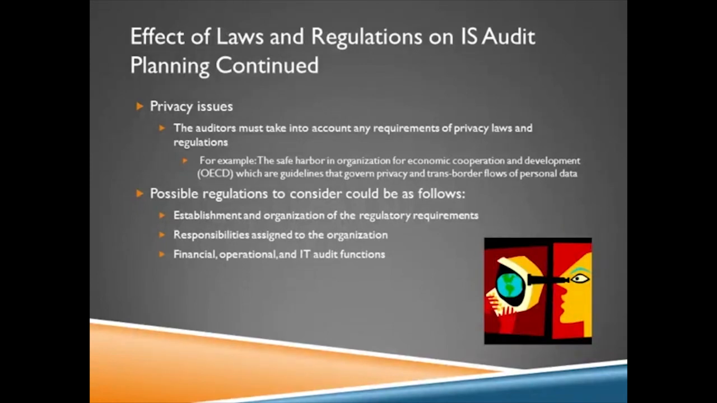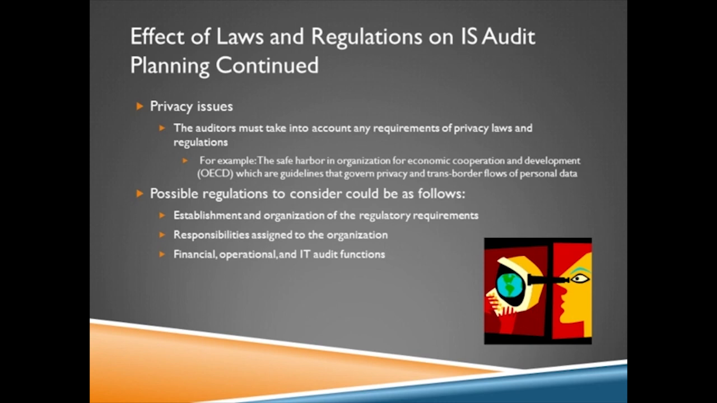All right, what are some of the other effects of the laws and regulations? Well, privacy issues. As an auditor, you need to take into account any of the requirements of privacy laws and regulations. As an example, the Safe Harbor and the Organization for Economic Cooperation and Development, what they call the OECD. And by the way, there's a lot of alphabet soup throughout the auditing process, right? Lots and lots of acronyms. Anyway, they have the guidelines that govern privacy and trans-border flows of personal data. So again, we need to understand what those regulations are, how they apply to that organization, if at all.